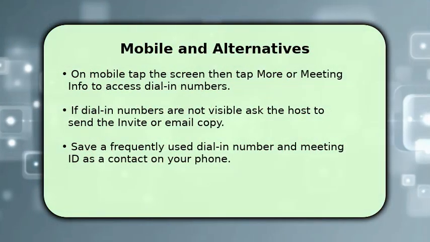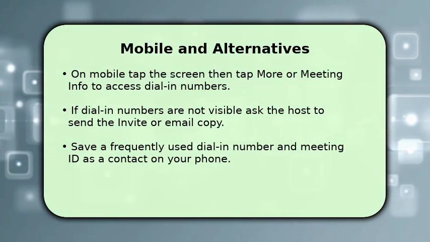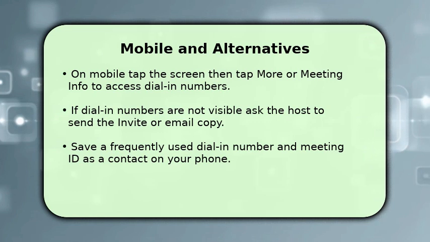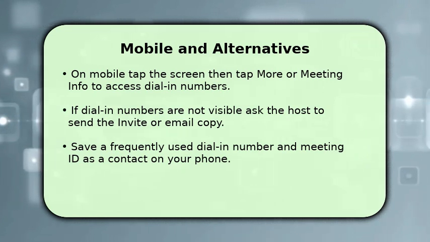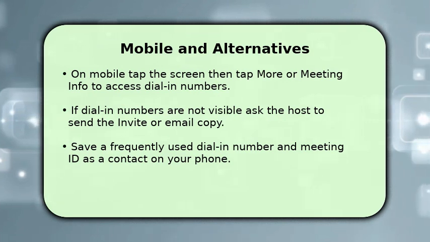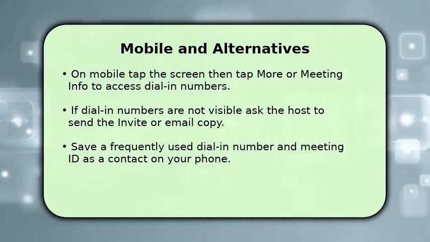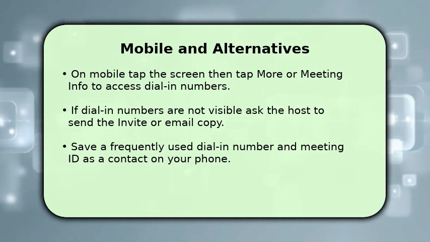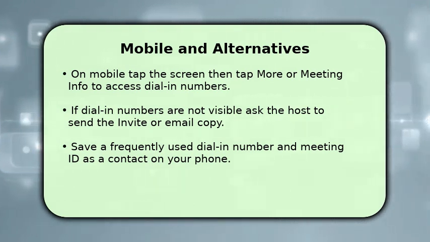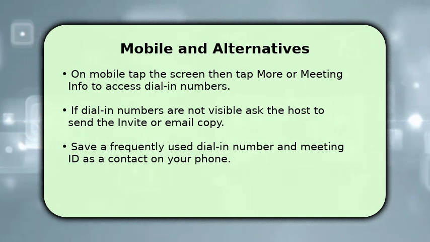On mobile, tap the meeting screen, then tap More or the meeting info area to access dial-in numbers. The mobile invite view lists phone numbers and the numeric meeting ID similar to desktop. If you do not see any numbers, then request the host to send the invite or paste the email copy into chat. As an alternative, check the calendar event for the original invite that often includes phone numbers.